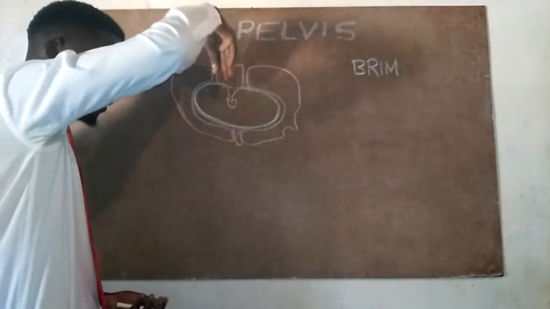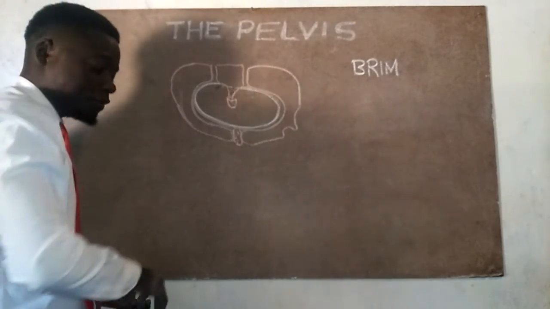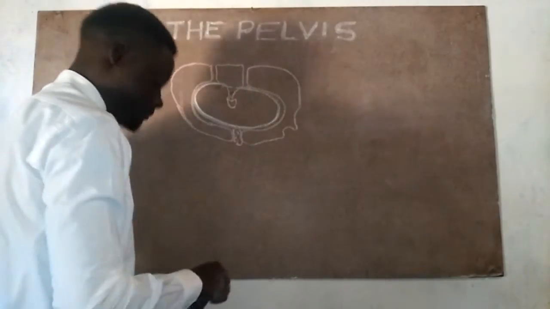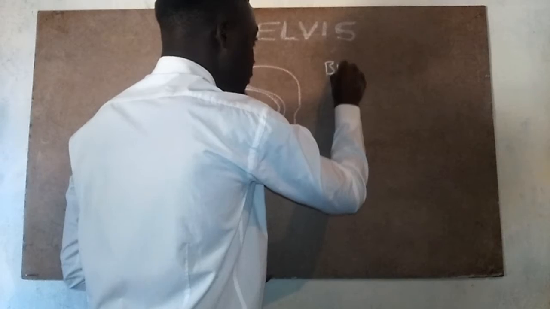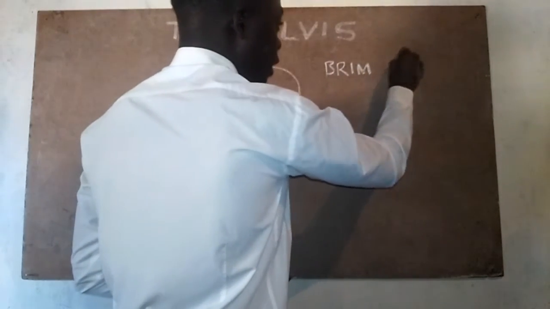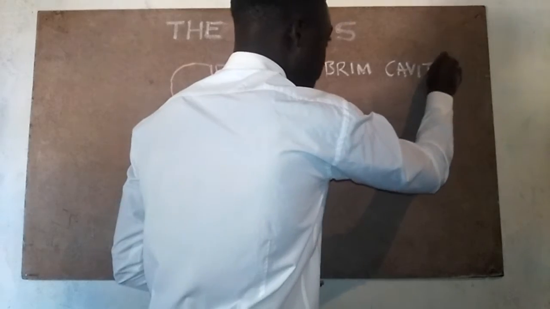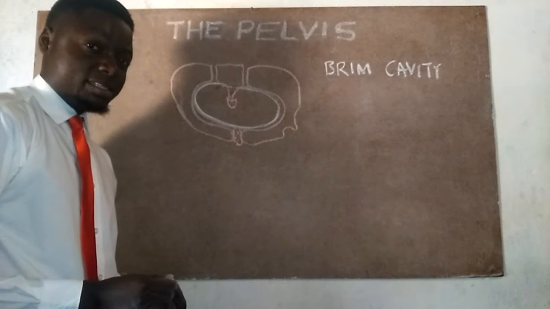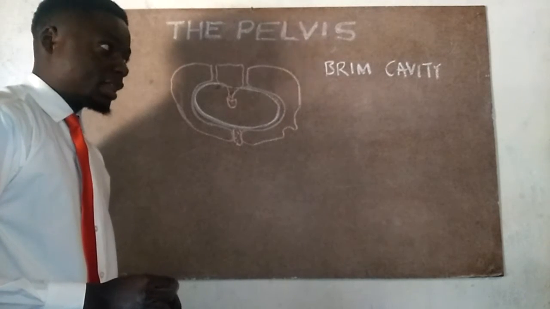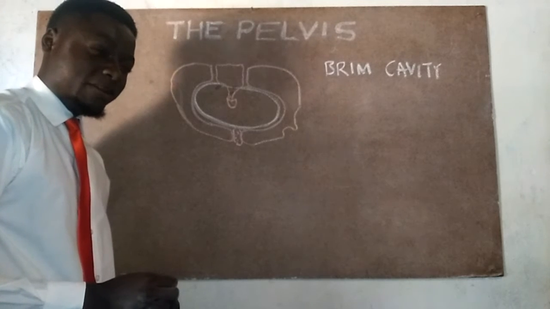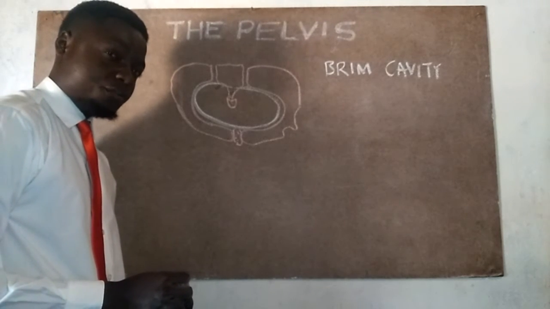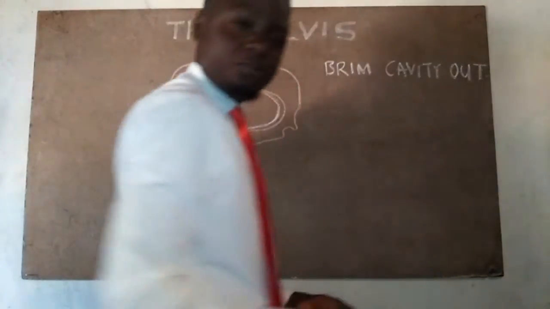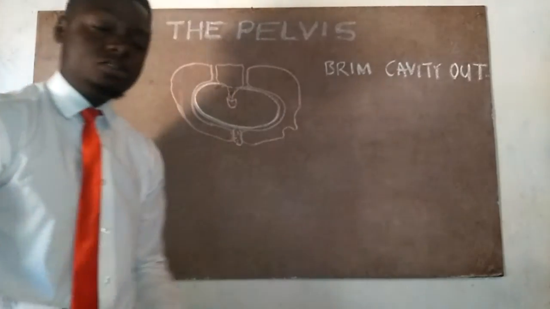After this, the baby goes down, and after the brim, we have the cavity. So I think we'll make space here. So we have the brim, and we have the cavity. Now, after the cavity, the baby is supposed to exit the pelvis, and that is the pelvic exit. We call it the outlet of the pelvis, or pelvic outlet. So here we have the outlet. Bear with me with space. I've just written it, but it's the outlet of the pelvis.